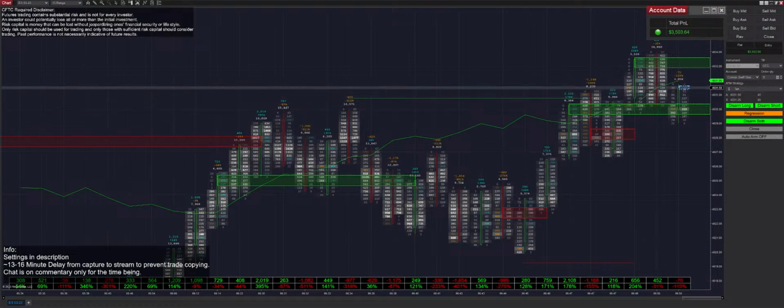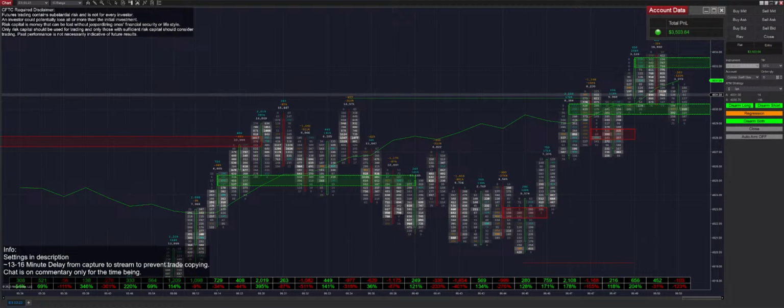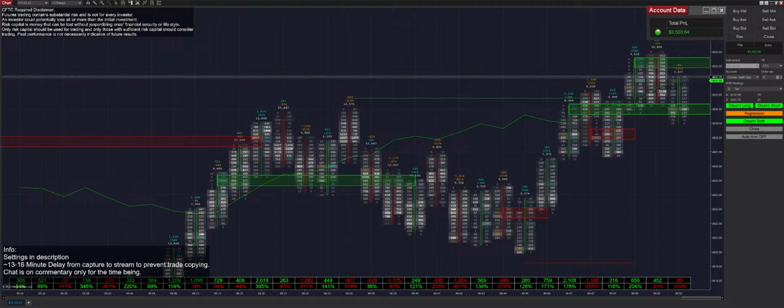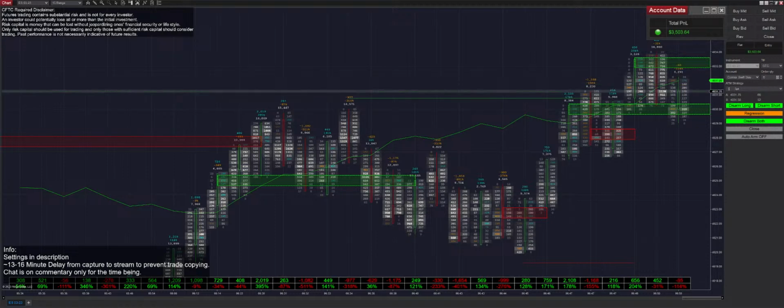All right, so played out exactly how we wanted it to there. Passed all the way through that green zone. Maybe we could have even gotten a little bit more there if we had moved down a little bit, but I don't want to get greedy.